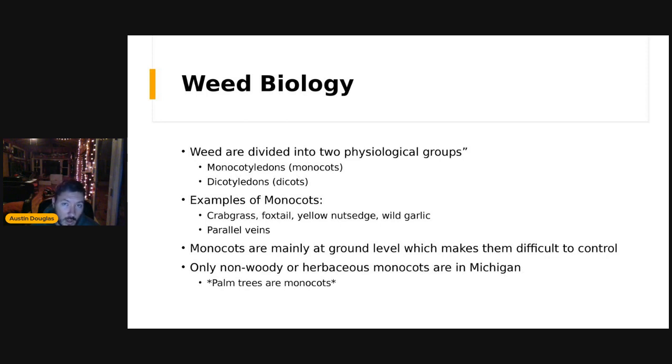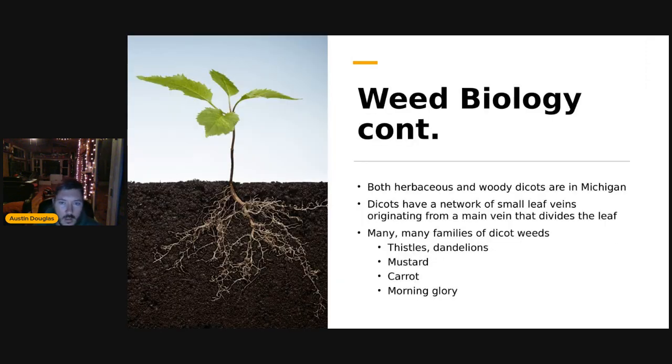They're not dicots. All trees are dicots except for palm trees. So let's talk about some weed biology, right? Both herbaceous and woody dicots are in Michigan. Dicots have a network of small leaf veins originating from the main vein that divides the leaf. Many families of dicots exist: thistles, dandelions, mustard, wild carrot, morning glory, poison ivy.